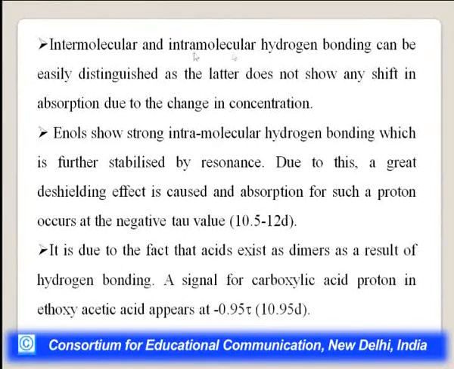Intermolecular and intramolecular hydrogen bonding can be easily distinguished, as intramolecular hydrogen bonding does not show any shift in absorption due to change in concentration. Enols show strong intramolecular hydrogen bonding, which is further stabilized by resonance. Due to this, a greater deshielding effect is caused and absorption for such a proton occurs at a negative tau. Acids exist as dimers, as we know. As a result of hydrogen bonding, the signal for the carboxylic acid proton in ethoxyacetic acid appears in this range.